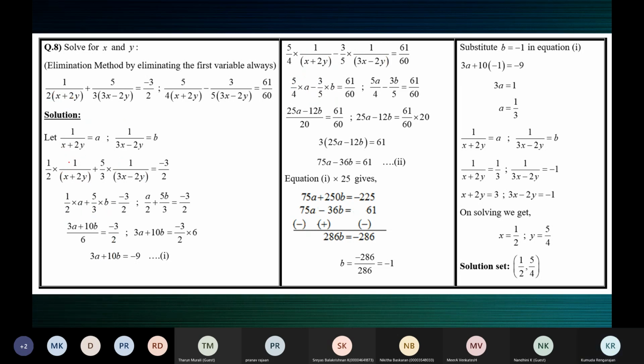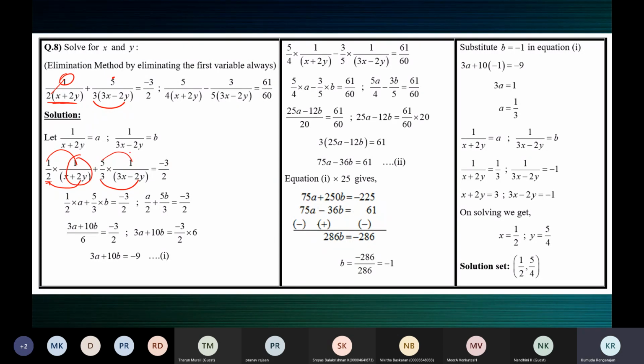See here, 1 by 2, 1 by x plus 2y. When you multiply the numerators, 1 into 1, 1. Denominators 2 into x plus 2y is what you see here, 2 of x plus 2y. 5 into 1, 5. And then 3 multiplied by this is what you see here, is equal to minus 3 by 2.